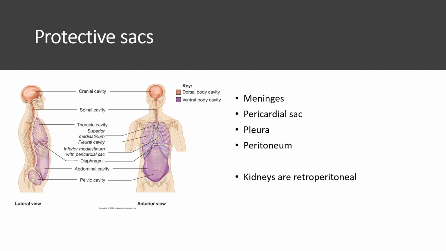Within the cranial and spinal cavity, you're going to have a protective sac called the meninges. And the meninges are what's going to surround the brain and the spinal cord to help protect those. And then surrounding the heart is the pericardial sac. And then next is the pleura, which surrounds the lungs. And then finally, there is the peritoneum. And the peritoneum is going to house most of the organs in the abdominal pelvic cavity.